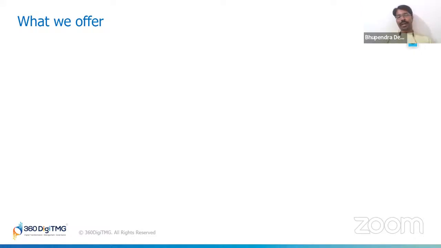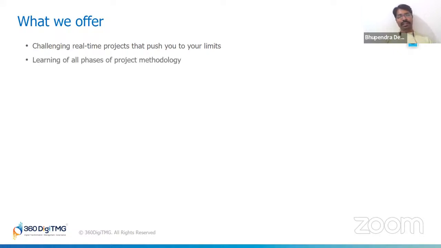So what do we offer at 360 DTMG? So, what do we actually offer for our students here? For our students, we offer challenging real-time projects that push them to their limits. They learn all phases of project methodology. You saw when we were working on the project, we started with business understanding, right? That's the first part of CRISP-ML(Q). We talk about monitoring and maintenance too, right? Everything we will learn here at 360 DTMG.